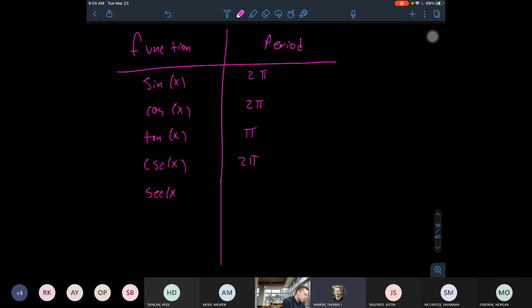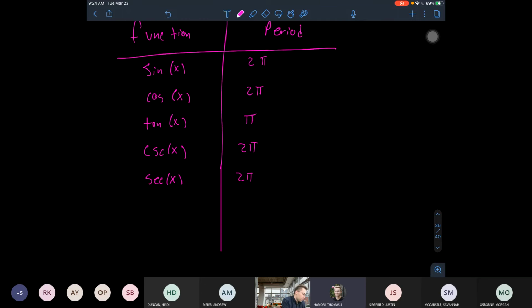Secant of x, 2 pi periodic, again for the same reason as before. Secant of x comes from cosine of x, which is 2 pi periodic, so secant will also be 2 pi periodic. And cotangent of x comes from tangent, so it'll be pi periodic.